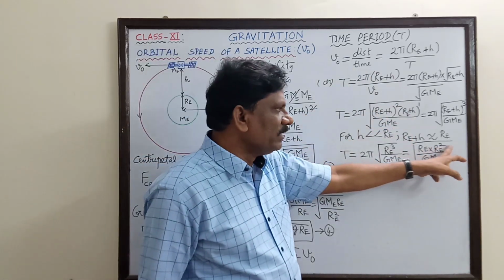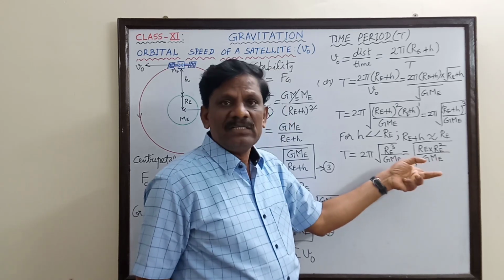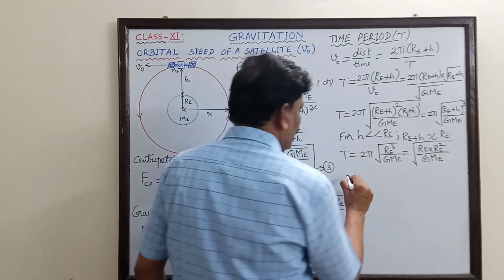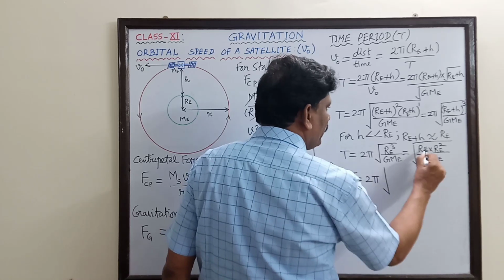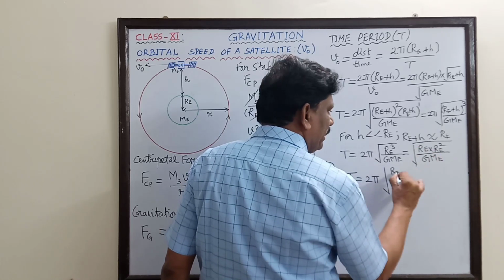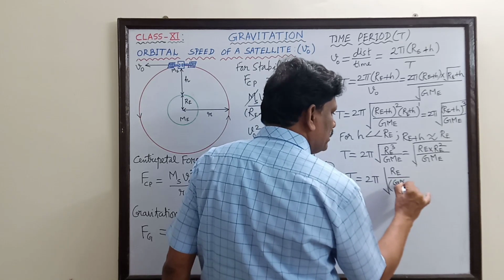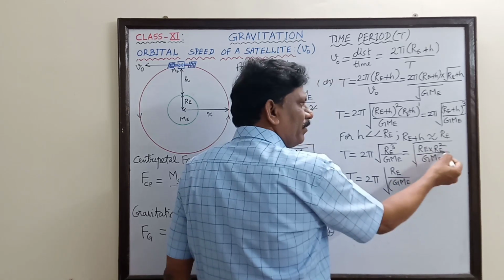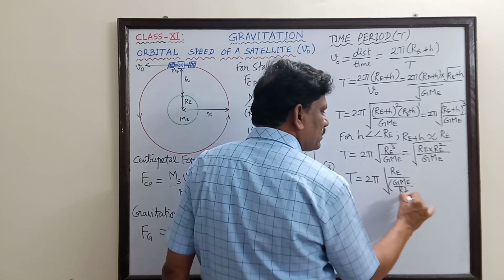Next what I will do, this Re square I can shift to the denominator of GME. Okay? Or T is now equal to 2 pi into square root of, in the numerator I will retain this Re. In the denominator I will write GME. So from here it is shifted down. So this is Re square.